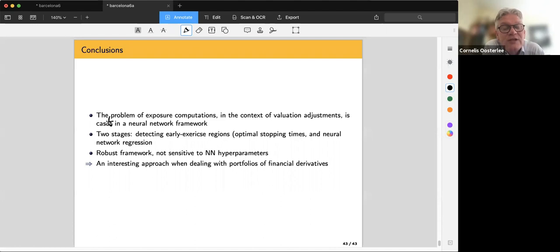Yeah, we have 2 stages. We detect early exercise regions and optimal stopping times, and we also have the neural network regression, and we come up with a robust framework. It's not so sensitive to the specific choice of the neural network hyperparameters. If we have one hidden layer more or a few neurons more or a learning rate a little differently, it converges. By splitting it into 2 pieces, we make it a robust setting. And I think it's an interesting approach when dealing with portfolios of financial derivatives.